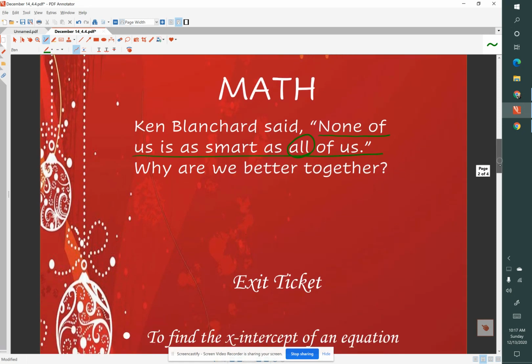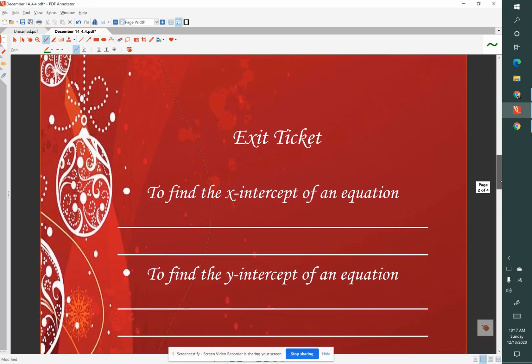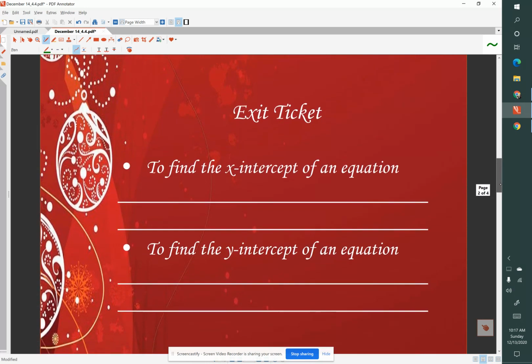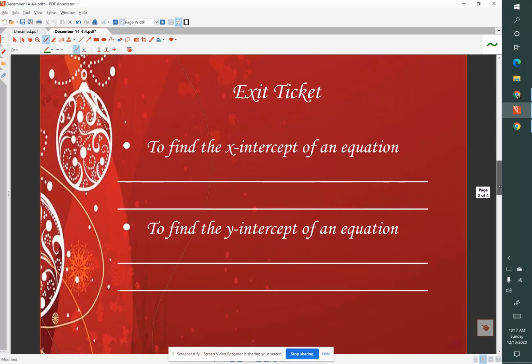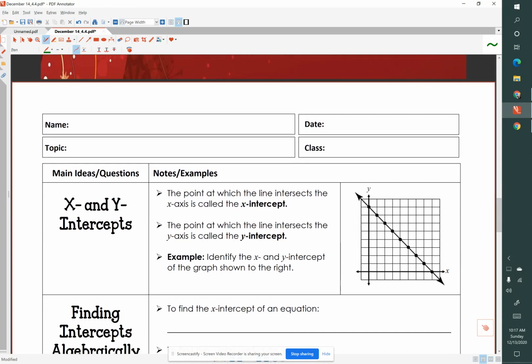Our exit ticket today, we will talk about how we find the x-intercept of an equation or the y-intercept of an equation. So we'll get back to that. So let's get started. Our topic for today is x and y intercepts. Give you a little cursive writing today. In case you can't read it, this is what I just wrote, x and y intercepts.